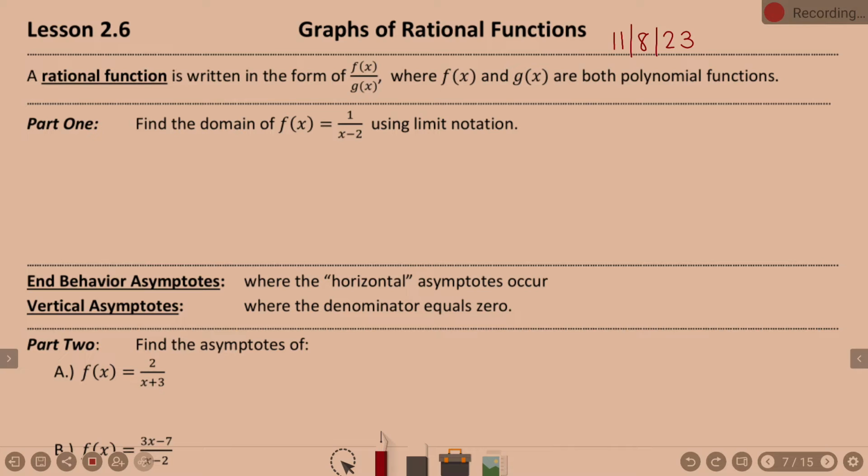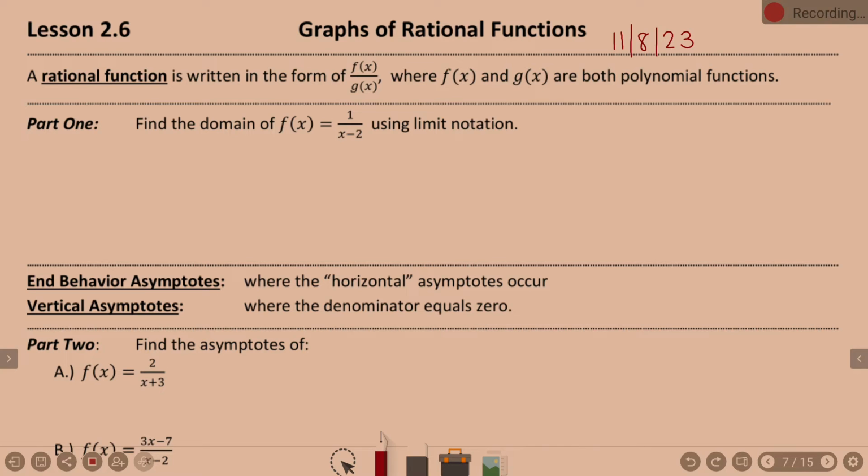Now, in this first example, we're going to talk about finding the domain. But as we talk about finding the domain, we're going to use limit notation to do this. Anytime you are asked today to talk about the domain or the asymptotes, we're going to use limit notation. We've already worked a little bit with limit notation, and we're going to work even more.